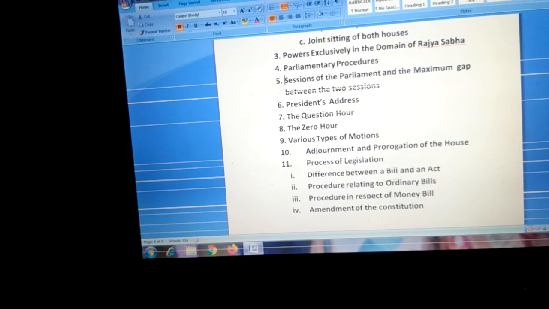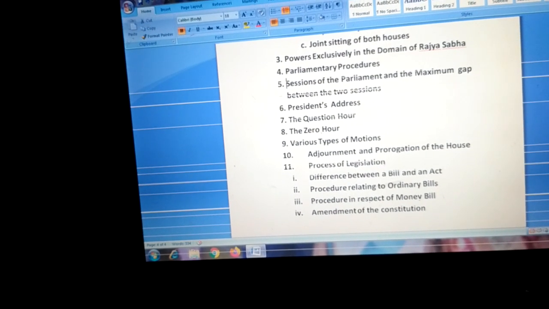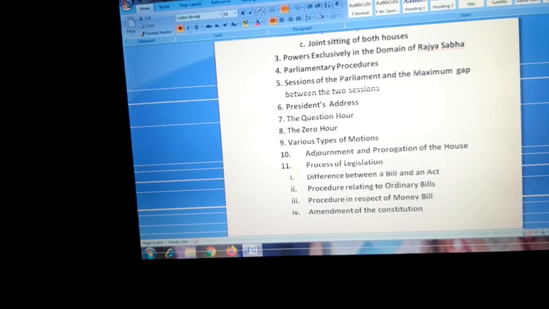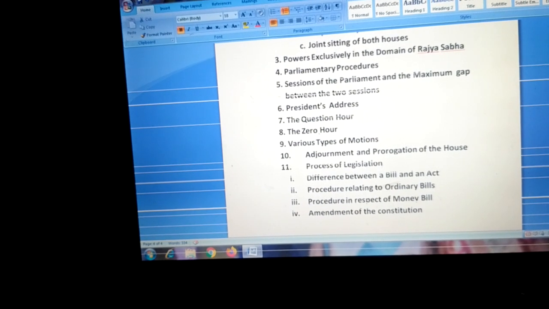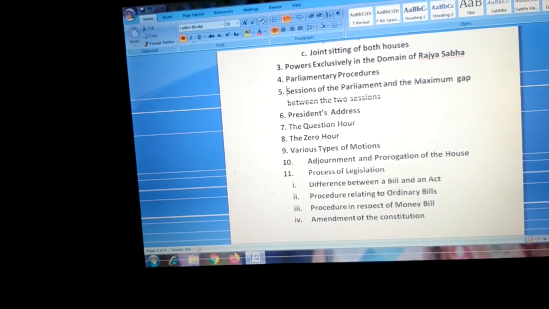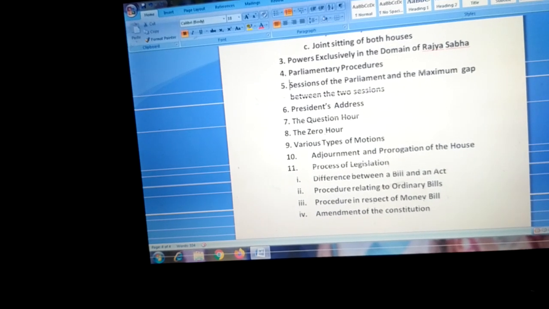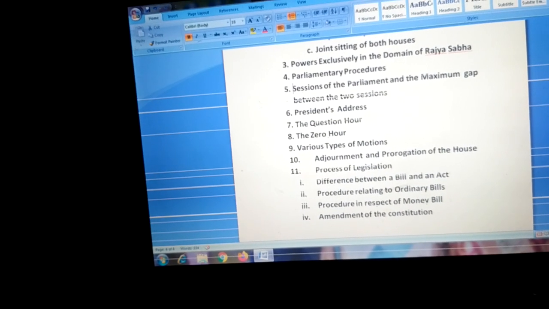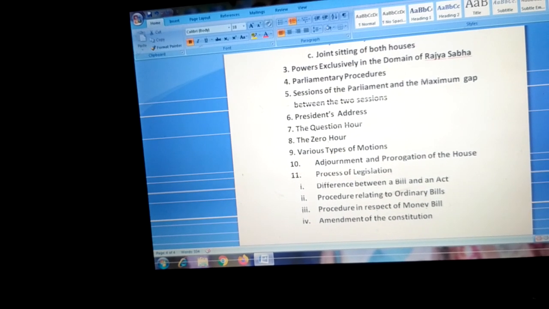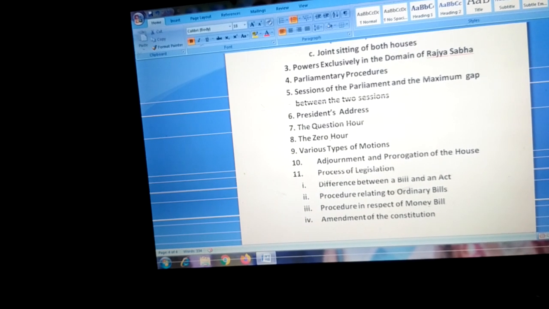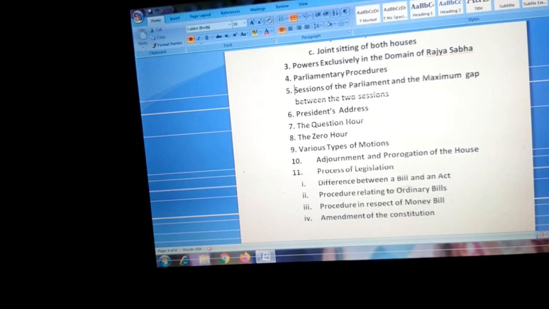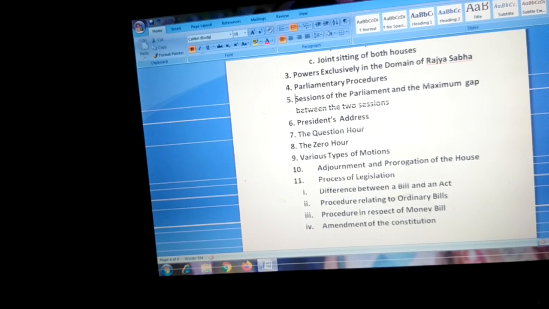And no confidence motion, in here, if the motion is passed, it implies loss of confidence in a government, and the Prime Minister is obliged to submit his resignation. Clear? Up to here?